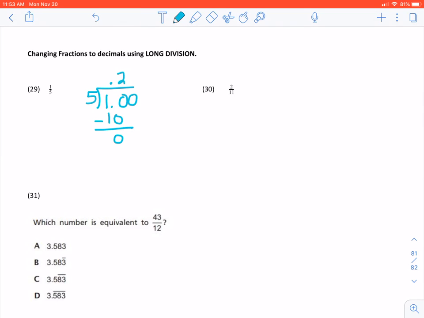Okay, which is 0, so we're actually done. And my answer would be 0.2. That is a terminating decimal. It does stop. There is no remainder after we divide that. All right, how about 2 over 11?